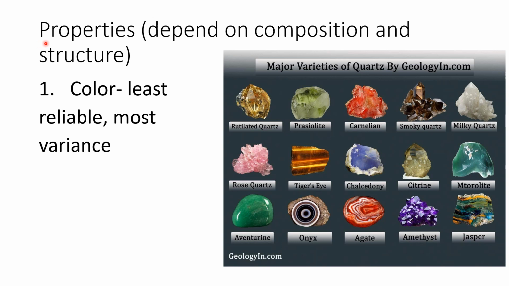Now moving on to the properties that you can use to distinguish minerals from one another. These properties are going to depend on the composition of the mineral, so what it's made of, and also the structure of the mineral at the atomic level. The first property is color.